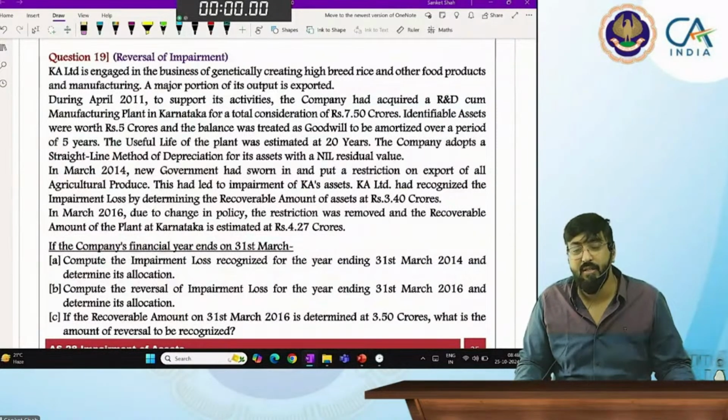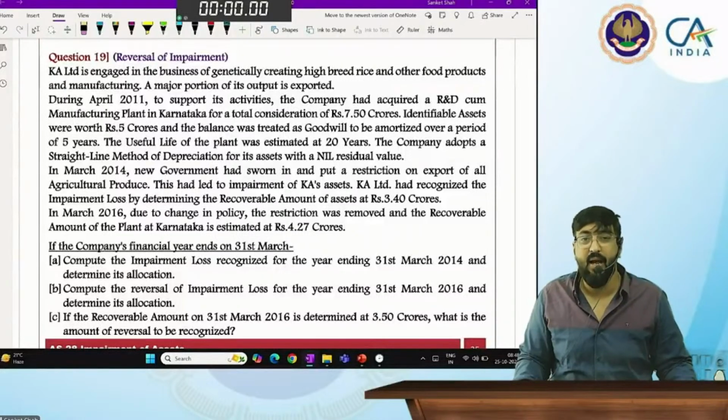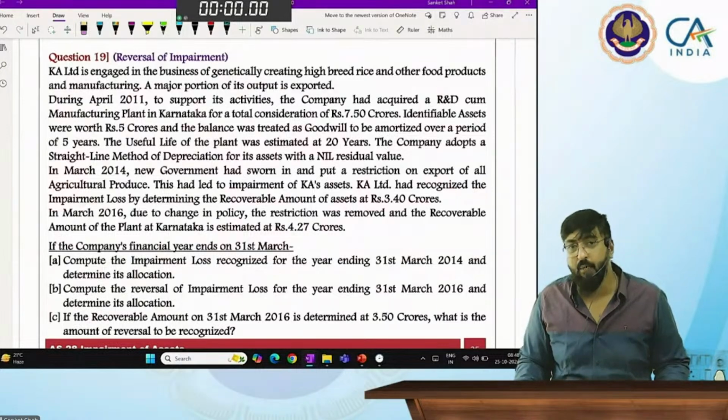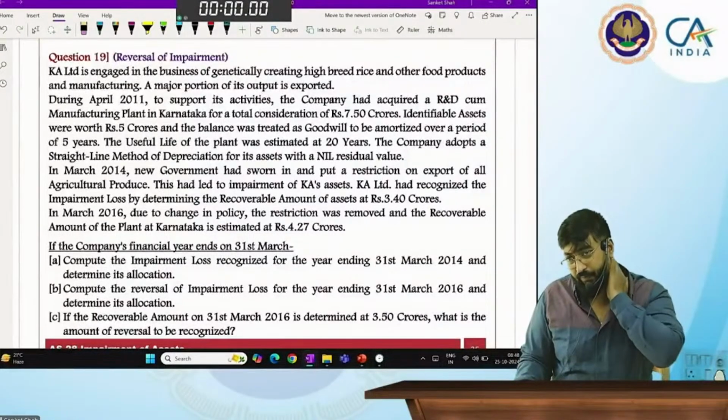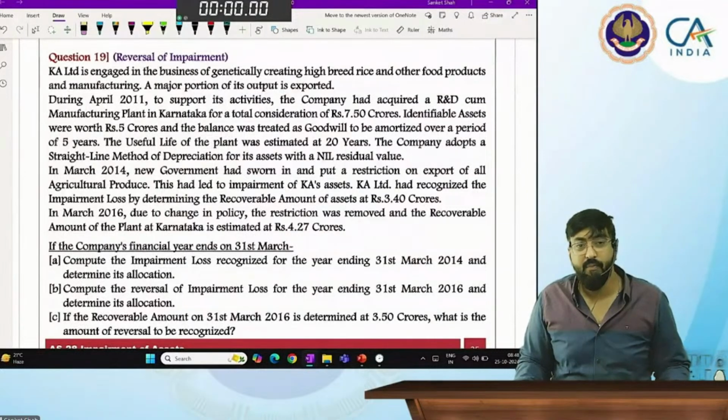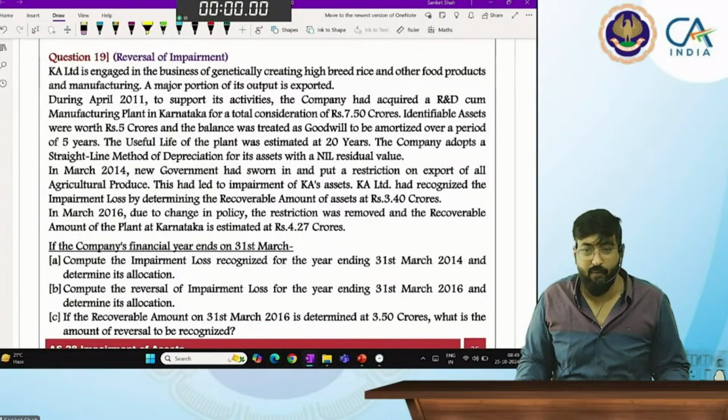K Limited is engaged in the business of generally creating hybrid rice and other food products and manufacturing. A major portion of output is exported. During April 2011, to support its activity, the company had acquired a R&D cum manufacturing plant in Karnataka for a total consideration of 7.5 crores. Identifiable asset is 5 crores and goodwill is 2.5 crores. Correct?